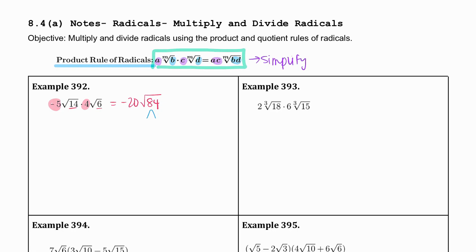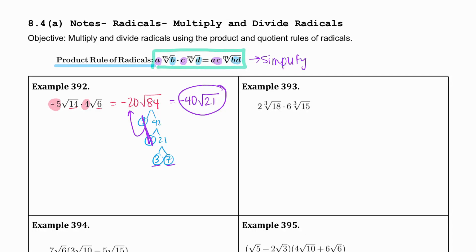So if we simplify this using the factor tree, I get 2 and 42, 2 and 21, 3 and 7. It's a square root, so I'm looking for pairs. We've got a pair of 2's we can take out. If we multiply the 2 by negative 20, we get negative 40 on the outside. Inside, we have a 3 and a 7 left, so 3 times 7 is 21. So after we simplify that, we get negative 40 square root of 21.